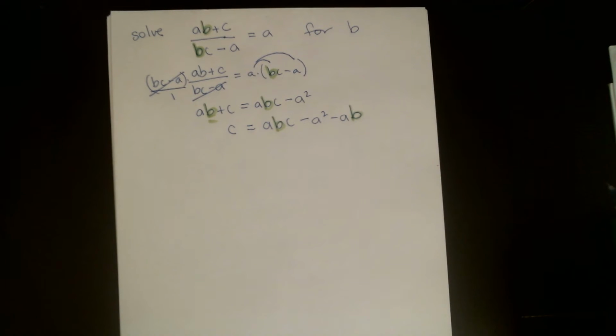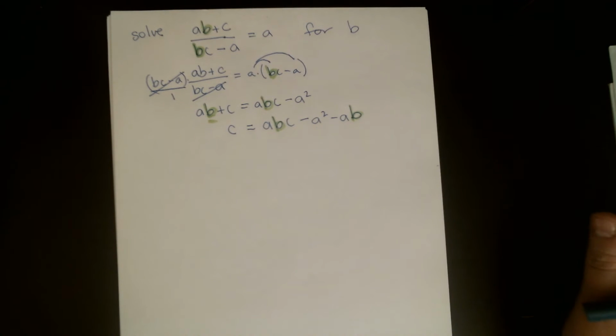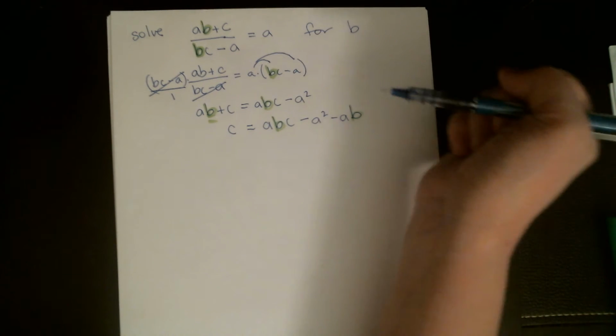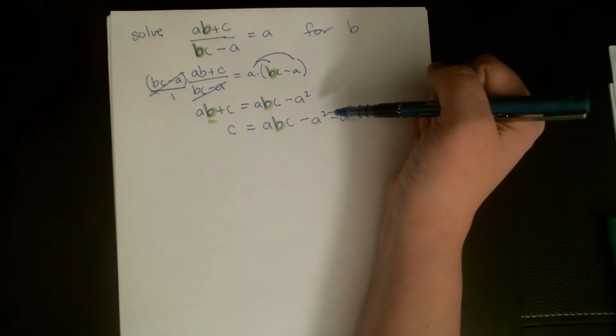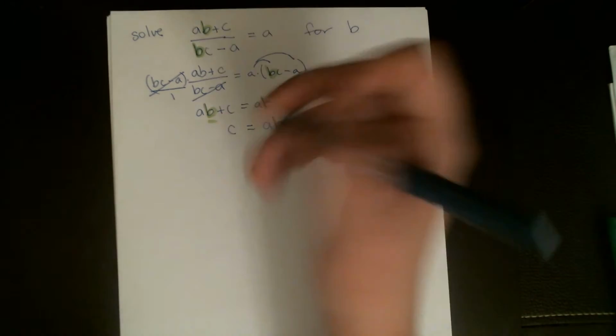While we're at it, let's go ahead and move the a squared to the left-hand side. We're trying to isolate b's on one side of the equation, so we can put all terms with a b on that side and all terms that do not contain a b on the other side. This is subtracting a squared, so let's go ahead and add a squared to both sides.